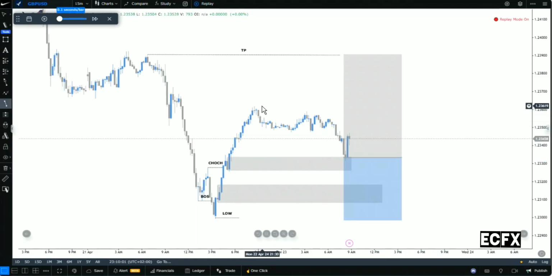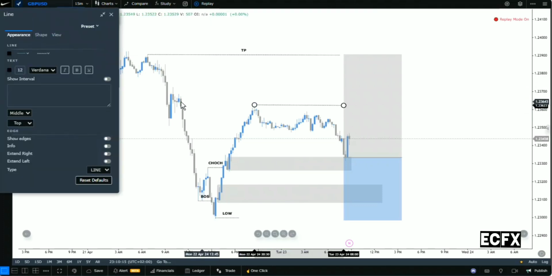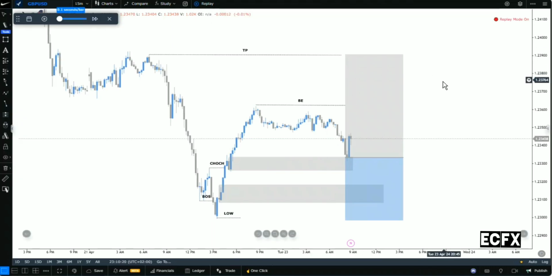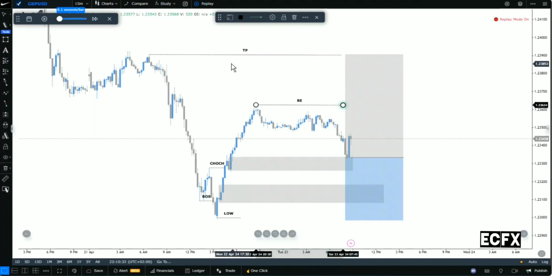And as soon as we can break this high, I will then move to break even, right? So let's call this a break even line. Let's call this line BE, break even. So as soon as we break this high, I will move my positions to break even, BE. And as soon as we can break this high, we'll call that position close or take profit, right?